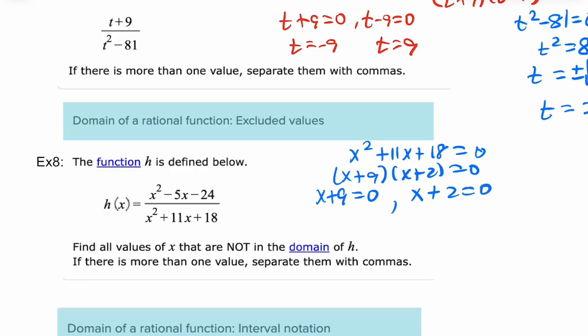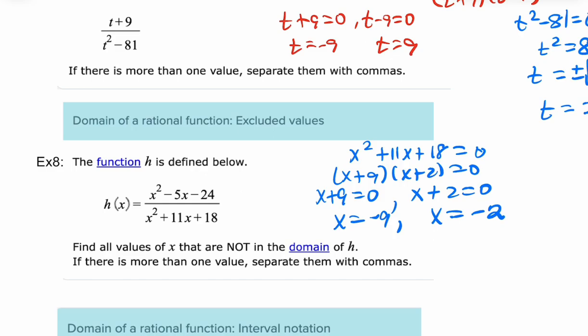The quadratic formula gives you 2 values unless it's a perfect square, then you get 1. So it doesn't happen too often. You should usually get 2 unique values. So we get x equals -9, x equals -2. So what are the values that are not in the domain? Those excluded values, -9 and -2.